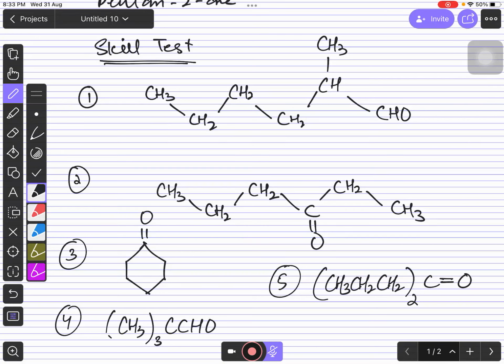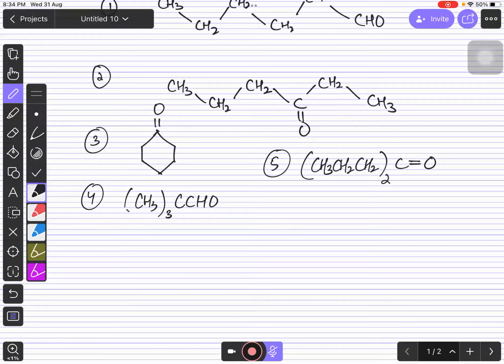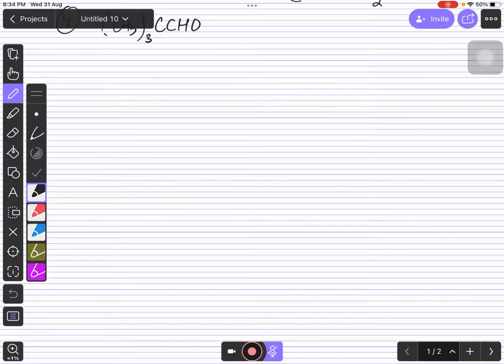Okay, so this is the nomenclature, or you can say the naming, of organic compounds, right? So this is your homework. You need to complete this, and if you want to send it to me, you can send it, so I can check whether you are doing it right or not.